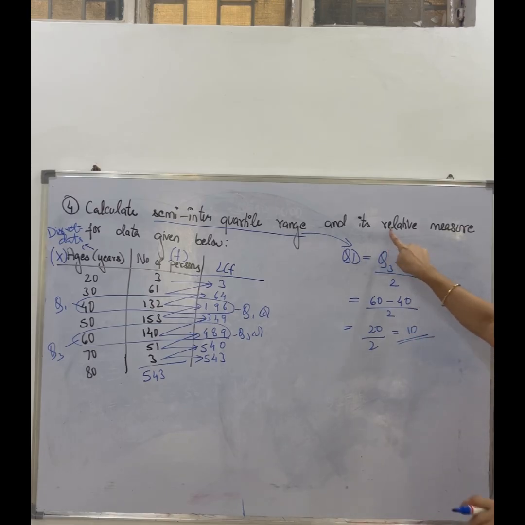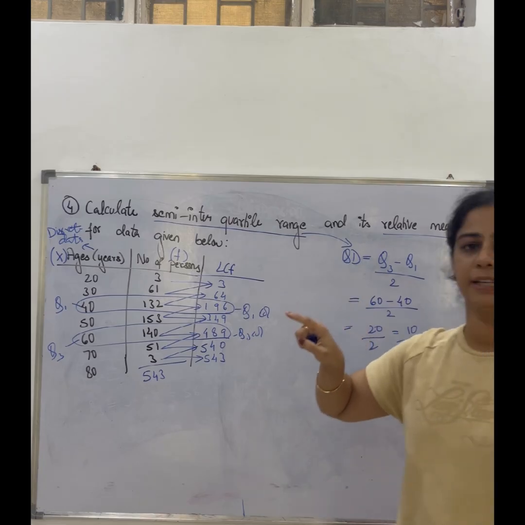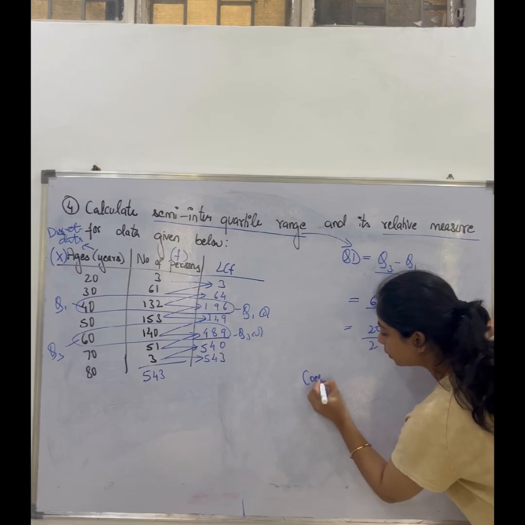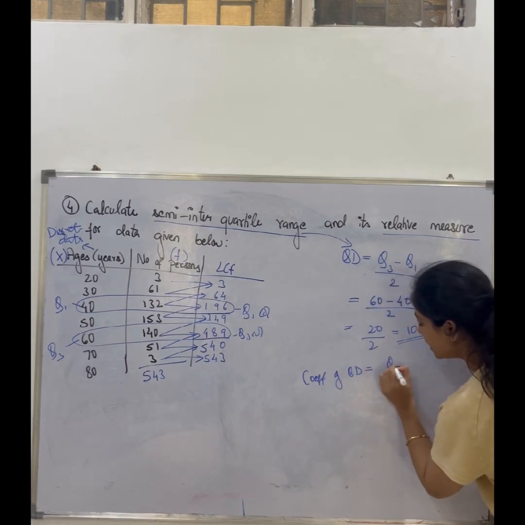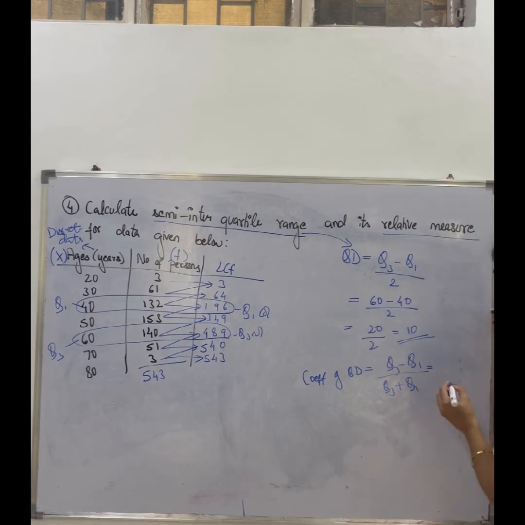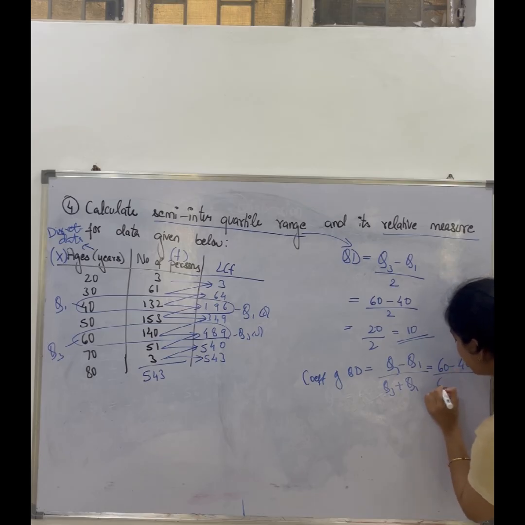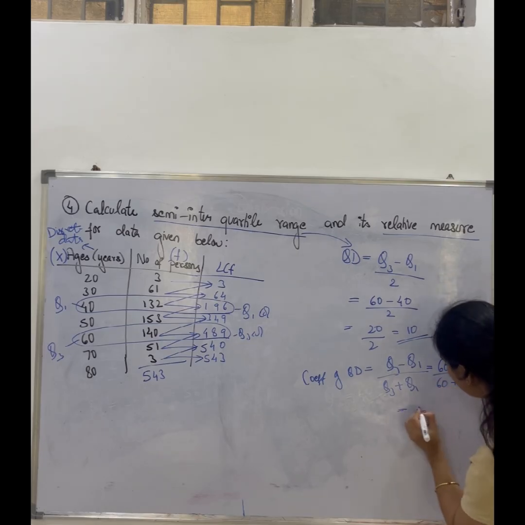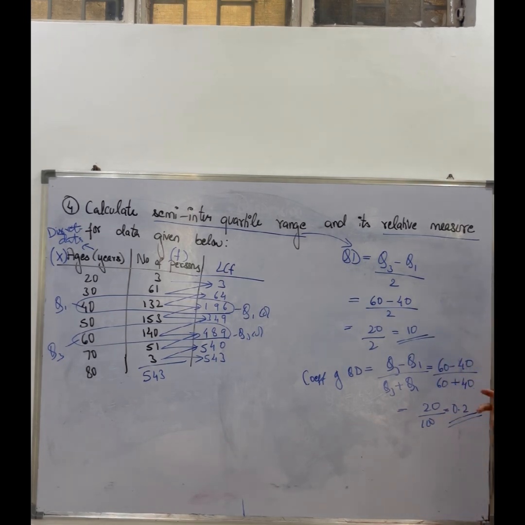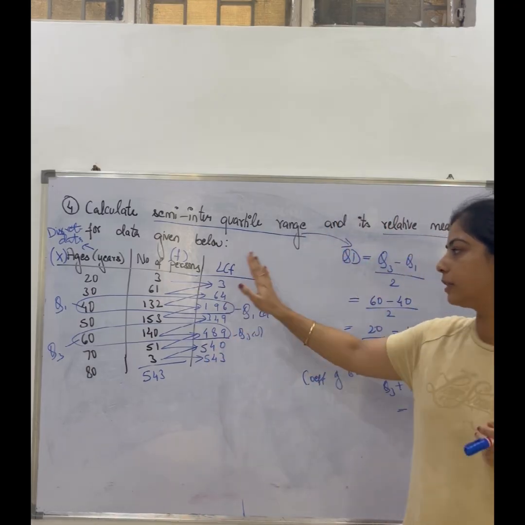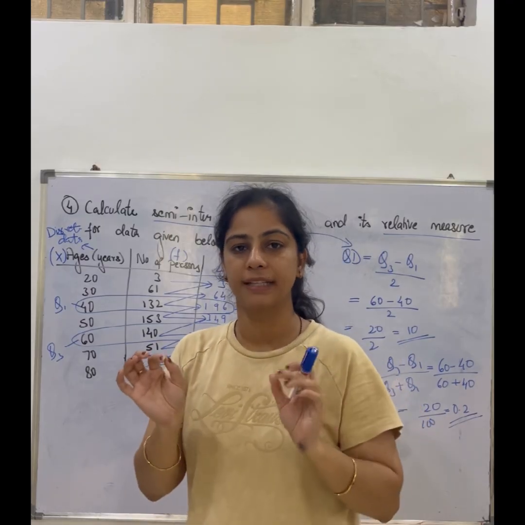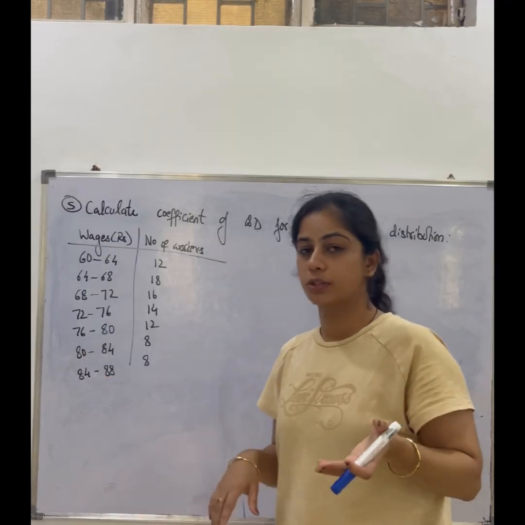They are also asking to find out the relative measure. What do you mean by relative? Coefficient of range, right? Coefficient of quartile deviation. So let us find out that also. Coefficient of quartile deviation is nothing but (Q3 minus Q1) by (Q3 plus Q1). So after substituting, 60 minus 40 divided by 60 plus 40, which is equal to 20 by 100, and the answer is 0.2. So this is the value we will get for this particular question. So you have to basically understand which kind of data is given to us in order to apply the appropriate formula. Let us look at the next question.